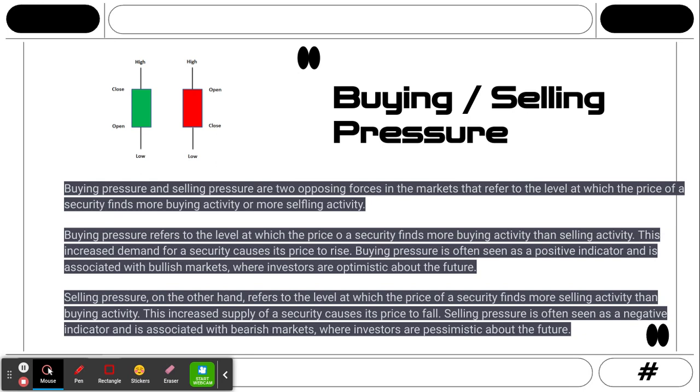Selling pressure, on the other hand, refers to the level at which the price of a security finds more selling activity than buying activity. This increased supply of a security causes its price to fall. Selling pressure is often seen as a negative indicator and is associated with bear markets where investors are pessimistic about the future.